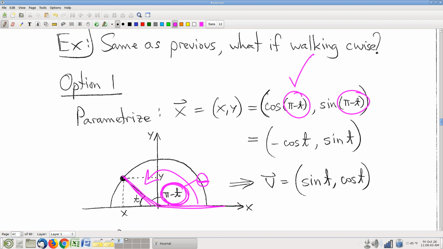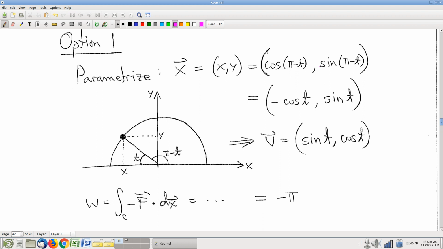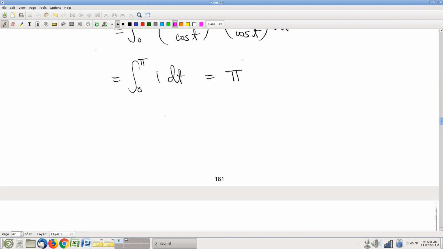Okay. So everything follows from here. Once you know the parameterization, dx is v dt and all that, and you guys can fill in those details. And by the way, the answer ends up being negative pi, which is, how about that, the exact negative of what we got before of positive pi.